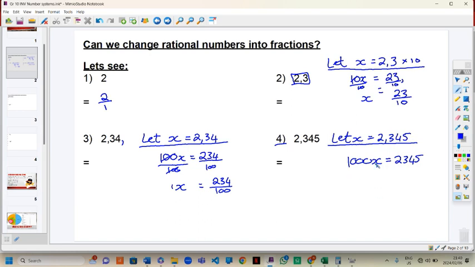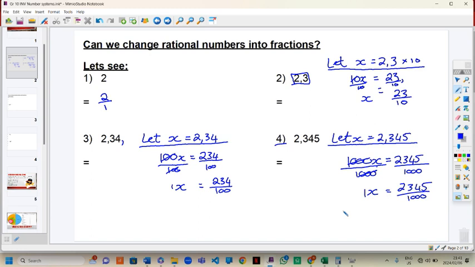So if I solve for x, I want to divide by everything that's in front of x, which is 1,000 there. I can't just do it on this side, I need to do it on this side as well. 1,000 divided by 1,000 is 1, 1x. You don't have to put that 1 there, I'm just showing you. And then 2, 3, 4, 5 divided by 1,000 is just 2, 3, 4, 5 over 1,000.